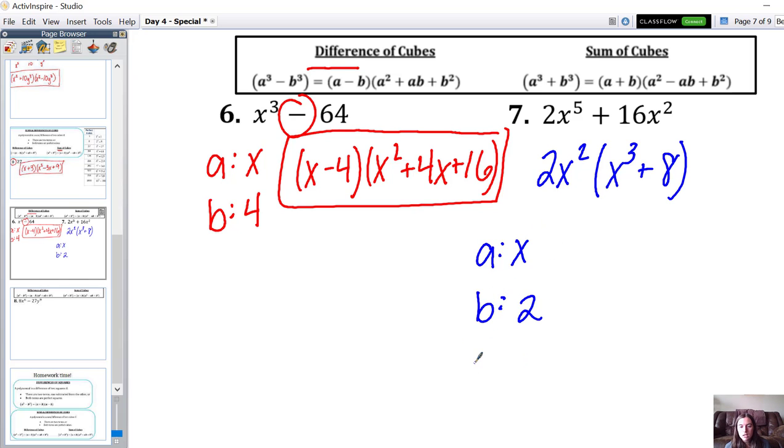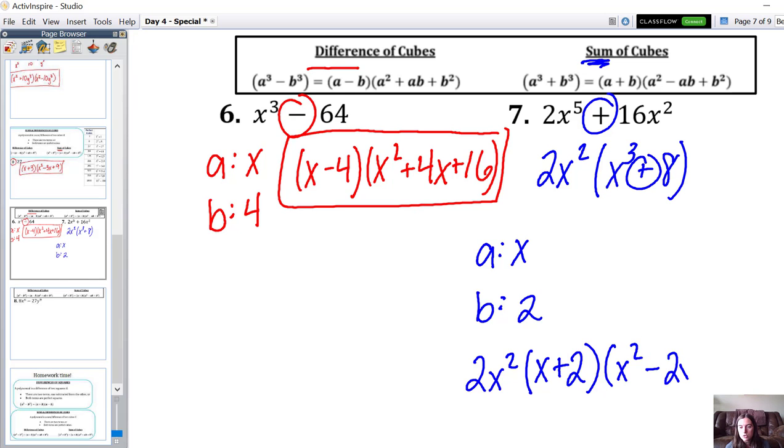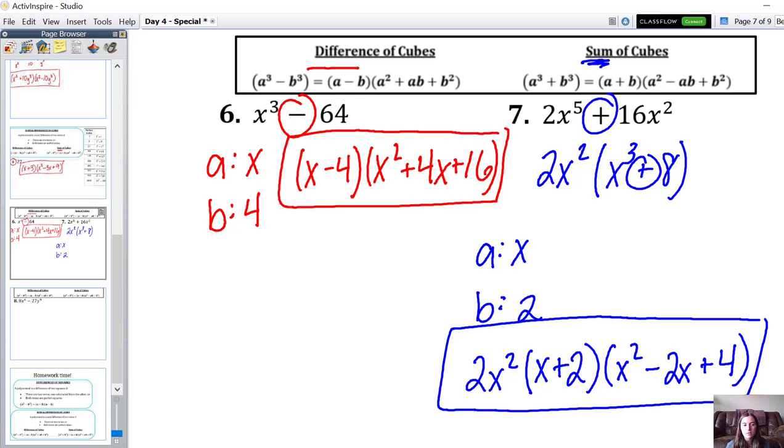So now my factors, keeping the 2x squared. Then since this is a sum, we've got a sum of cubes. We're going to use the sum of cubes formula. So we have a plus b, x plus 2. And then a squared minus ab plus b squared, x squared minus 2x plus 4. And that is the factored form of that binomial.